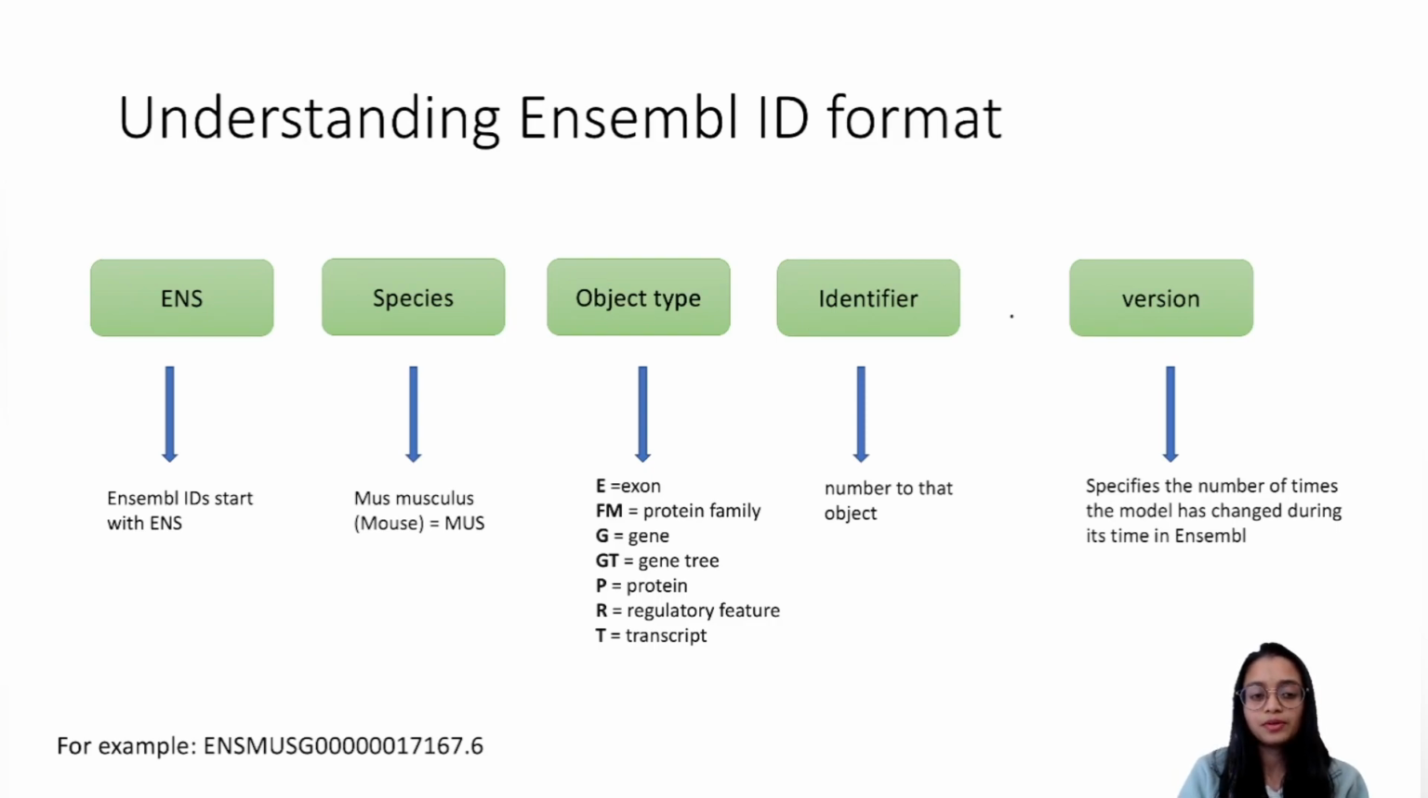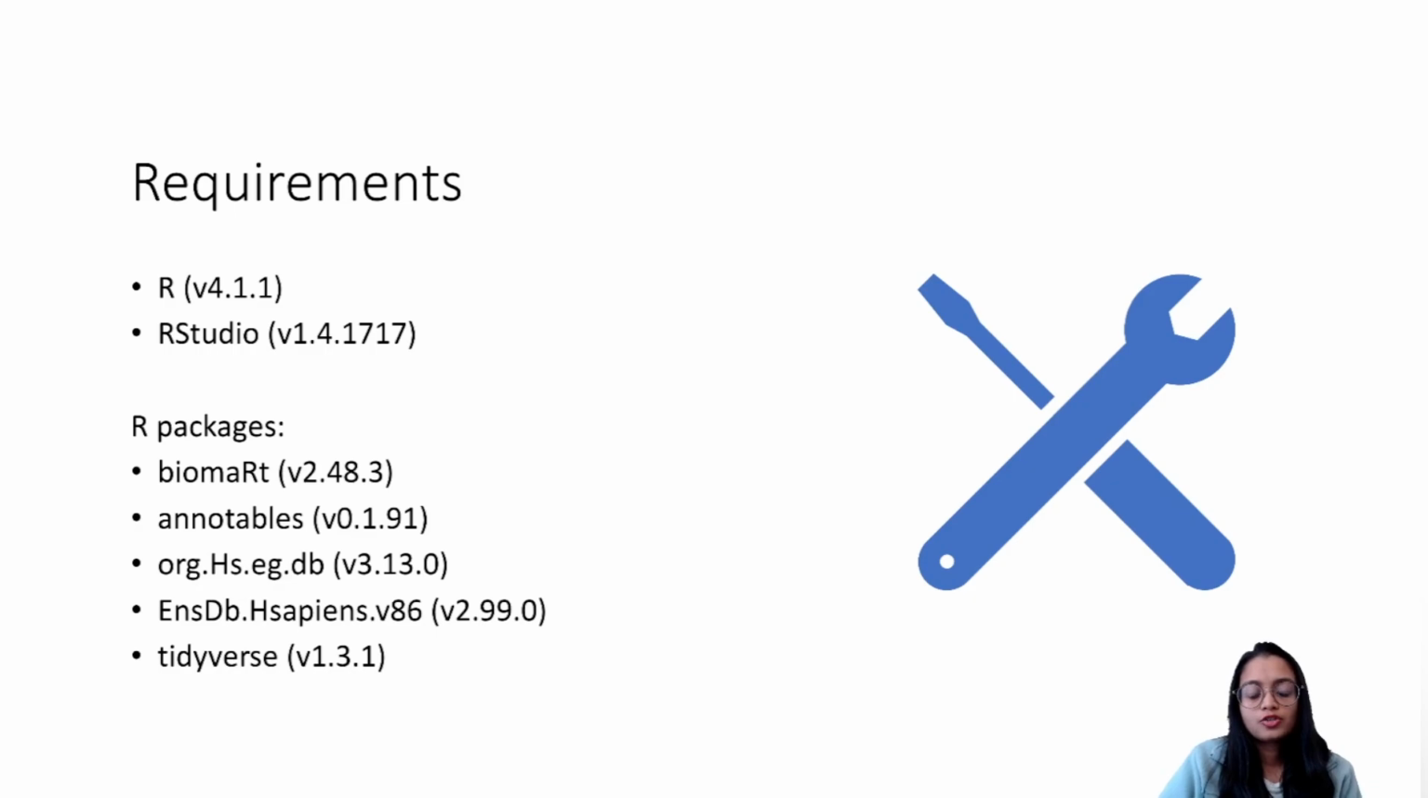So we have an example Ensembl ID in the bottom left corner. We start with ENS, which indicates it's an Ensembl ID, followed by MUS, which is the 3-letter code for Mus musculus, followed by the letter G, which tells us that this ID is associated with a gene, followed by the identifier, and after the identifier and the decimal, we have the number 6, which tells us that it's on its 6th version.